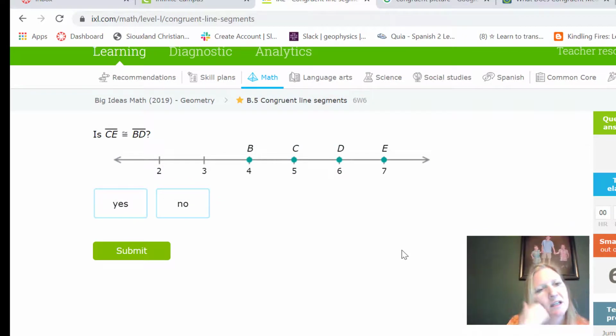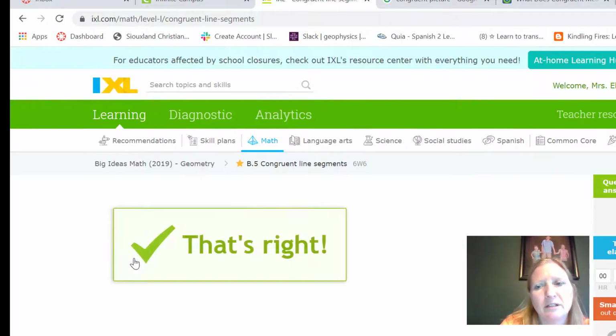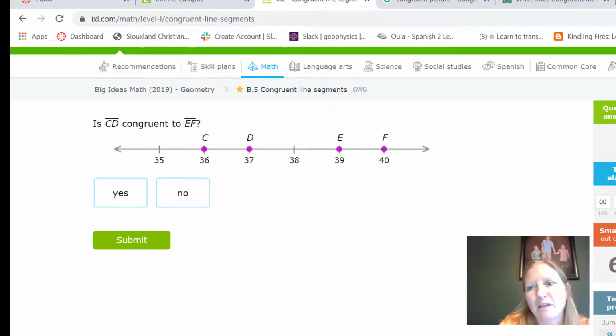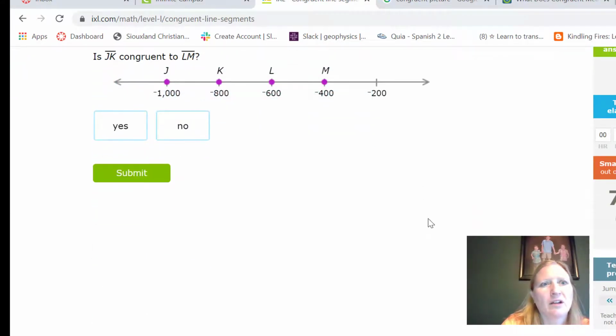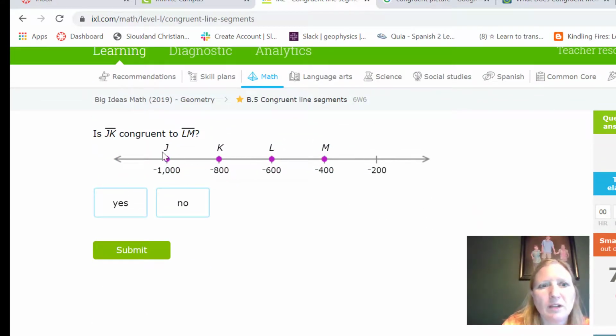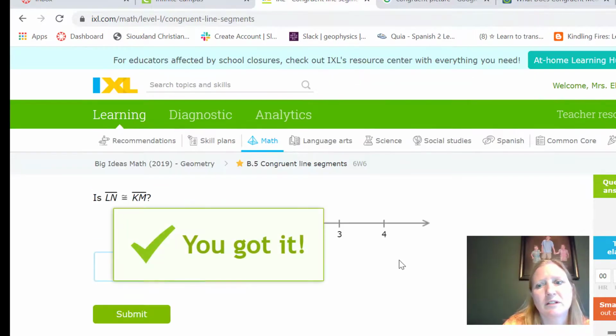We're at level 60. All right, so now this one says CE. Well, if you look from C to E, it would be 2. And then B to D is also 2, so those would be congruent. All right, I'm going to skip ahead again. All right, so now this one, JK. From J to K was 200. And then LM is also 200. So that would be yes, those are congruent.